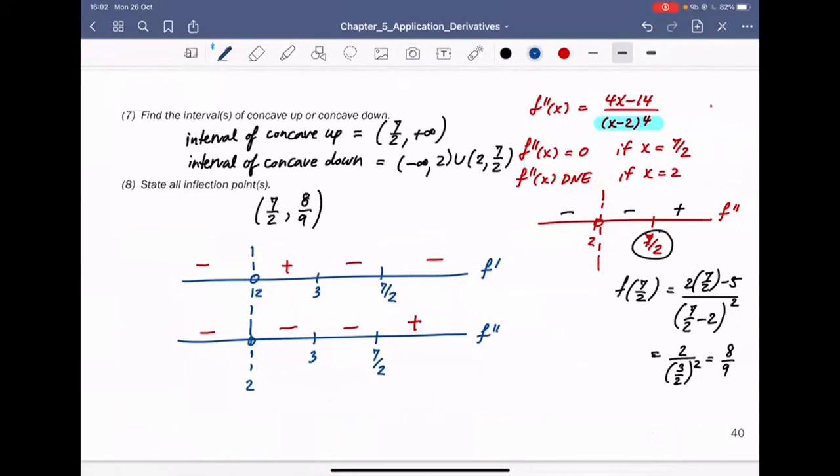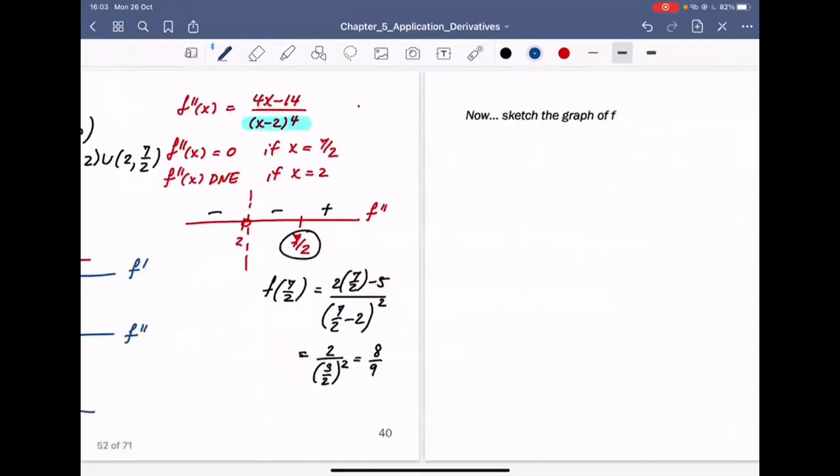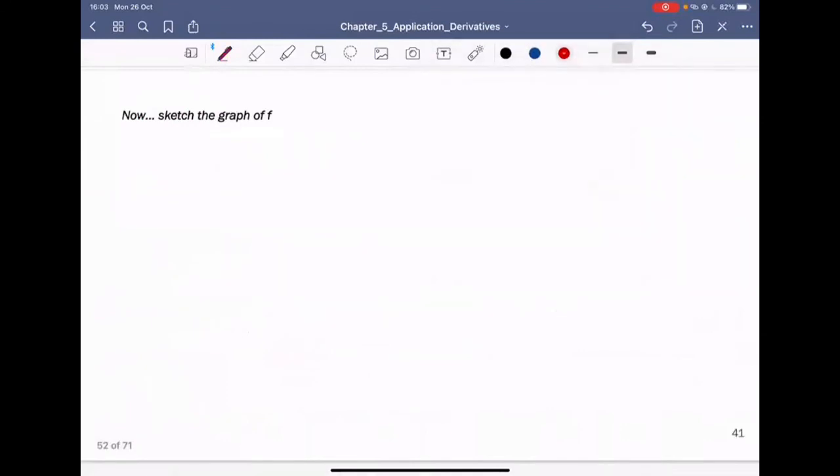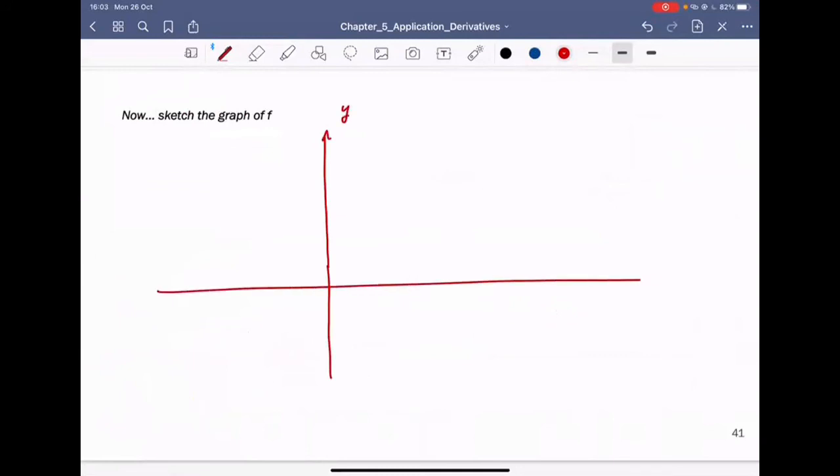Now we are ready. So if you look at the shape of the graph: decreasing and concave down, increasing and concave down, decreasing and concave down, decreasing and concave up. All right, so your graph needs to be something like that. Well, let's plot it. Y, X.